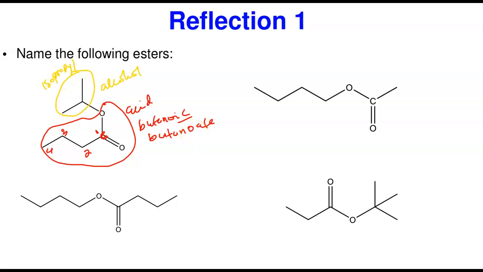Now to name it, I'm going to remove all this stuff so that I can name it properly. Those were illustrations. The name of the alcohol part comes first, and it is isopropyl. The name of the acid part, we said, is butanoic acid. But if you remove the IC and put ATE, it becomes butanoate. So this is isopropyl butanoate.